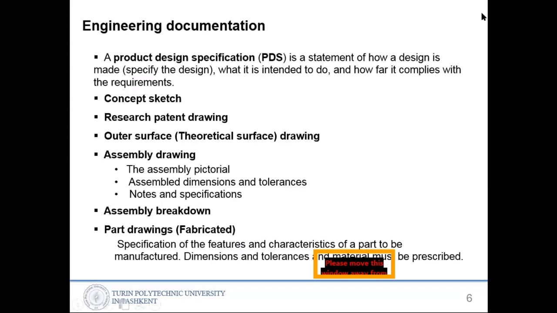So the first one is the product design specification. We call it PDS. Before doing anything in the planning stage, you have to produce a PDS. What is a specification? A product design specification is a statement of how a design is made. You have to specify the design.